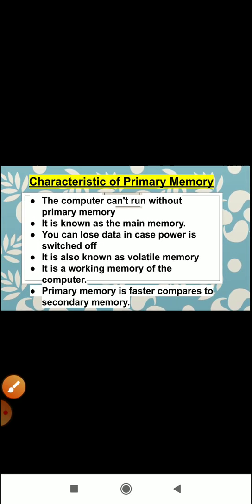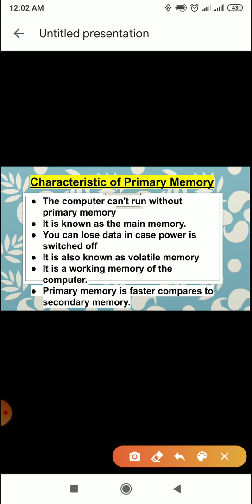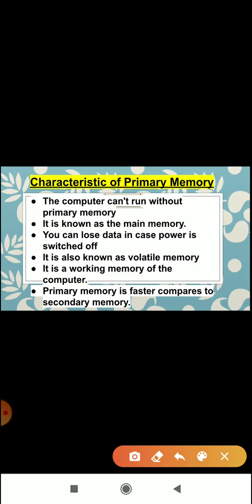Now, characteristics of primary memory. First, the computer cannot run without primary memory. Most important, it is known as the main memory. You can lose data in case power is switched off. It is also known as volatile. It is the working memory of the computer. Primary memory is faster as compared to the secondary memory.